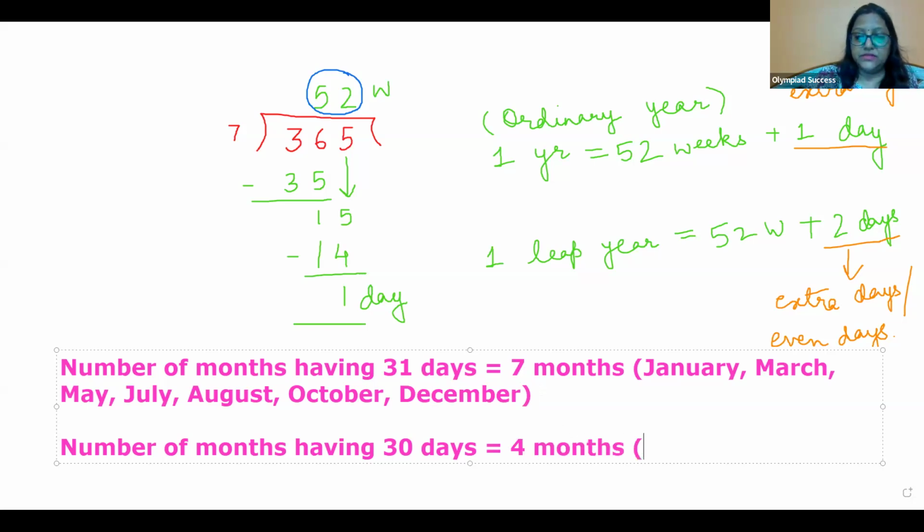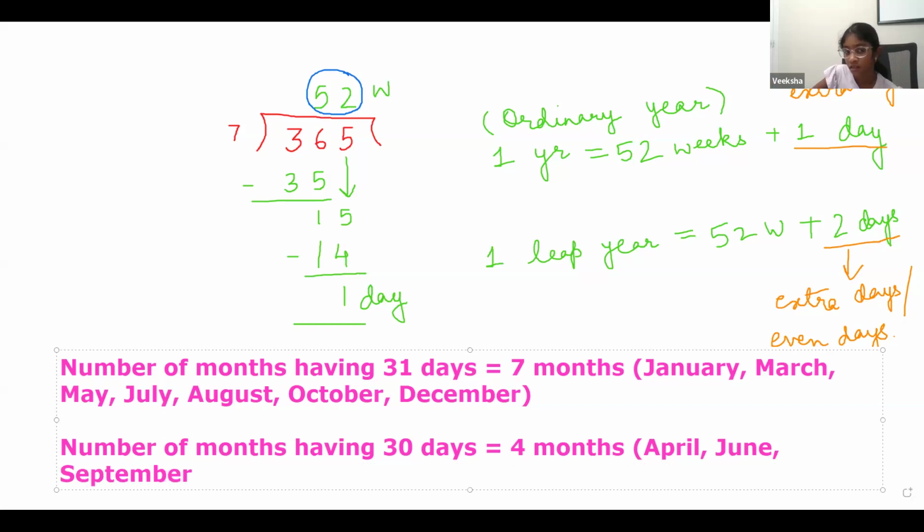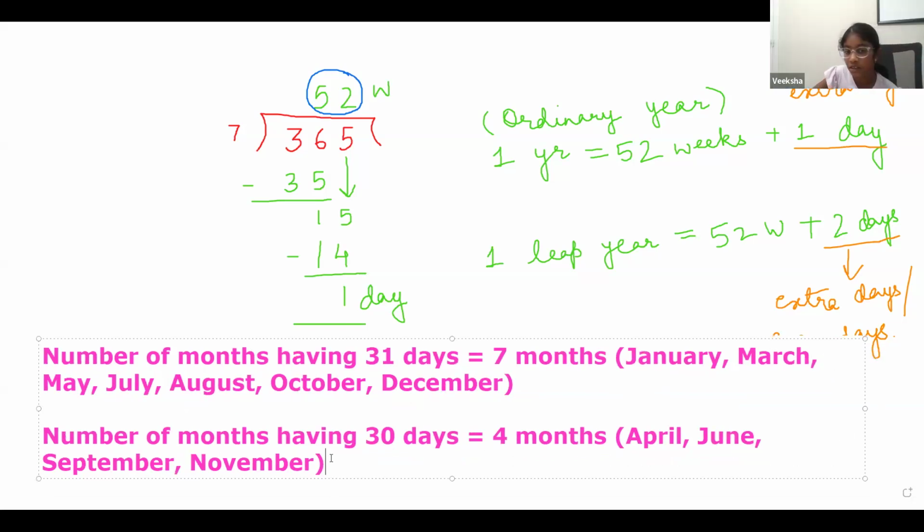Now, what are they? February we cannot include. So the next one, the gap one, was April. April. Then we have June. Then September and November. Now, which is the only 1 month left? 7 plus 4 is 11 months. Which is 1 month left? February. February is having how many days? 28 as the normal year and 29 for the leap years. Okay?